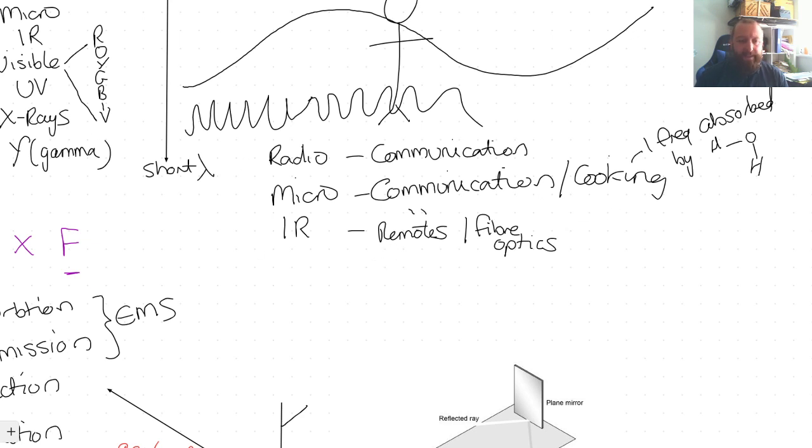In terms of hazards then, the main hazard of this one is actually burning, so we can put that in a different colour there. So we're looking at burns.